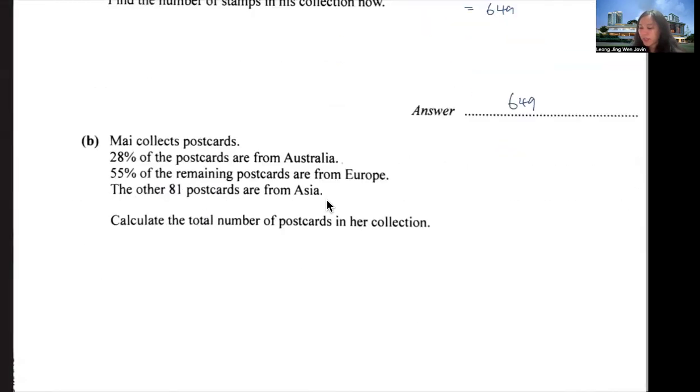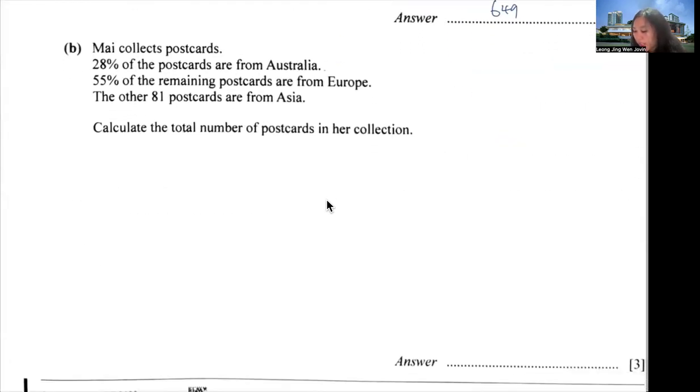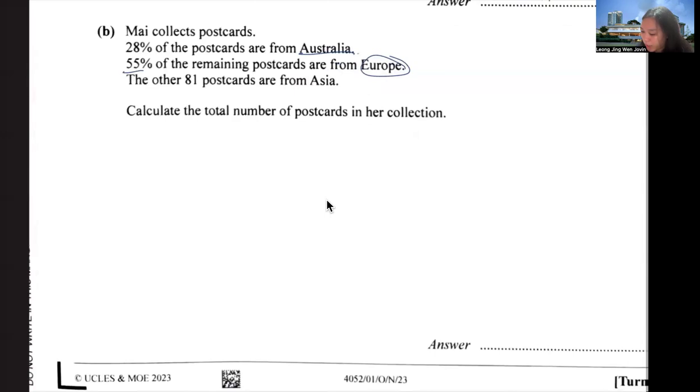Okay, so next look at B. Mine collects postcards. 28% of the postcards are from Australia. 55% of the remaining postcards are from Europe. The other 81 postcards are from Asia. So this looks a little bit complicated, so maybe let's try to draw a diagram over here.